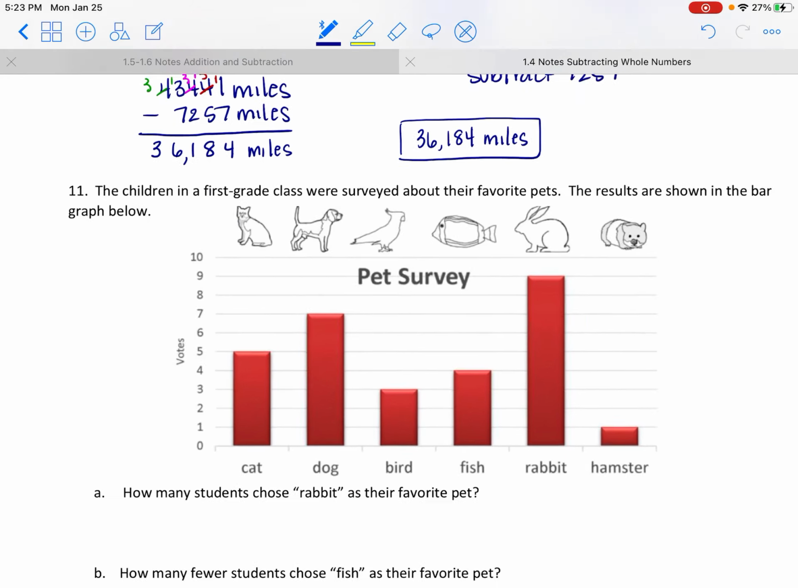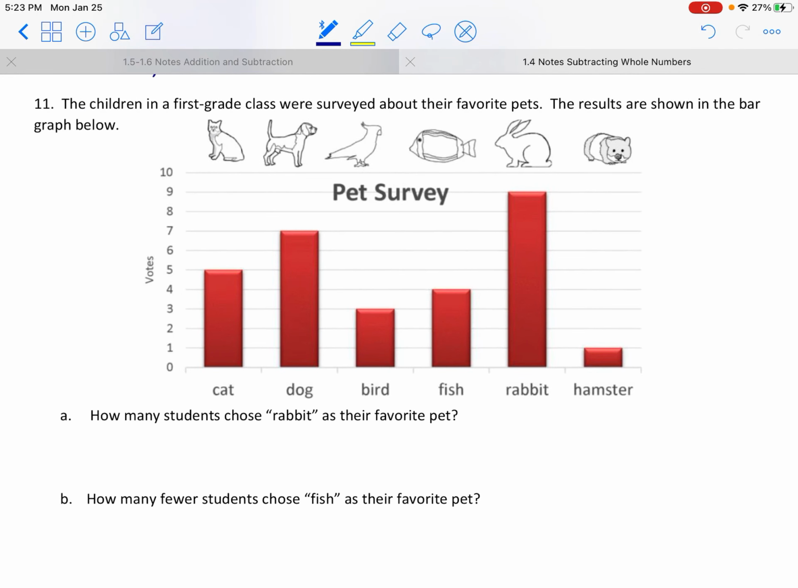Alrighty, last one, got a little bar graph here. It says the children in a first grade class were surveyed about their favorite pets, and the results are shown in the bar graph. So it looks like 5 students chose cats. Looks like 7 chose dogs. We have 3 that chose birds. 4 chose fish. Ooh, rabbits are popular. 9 chose rabbits. And then we have one student that chose a hamster. So it says how many students chose the rabbit as their favorite pet. So rabbit column went up to 9. 9 students.